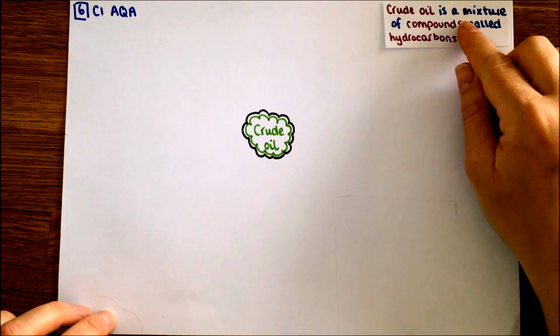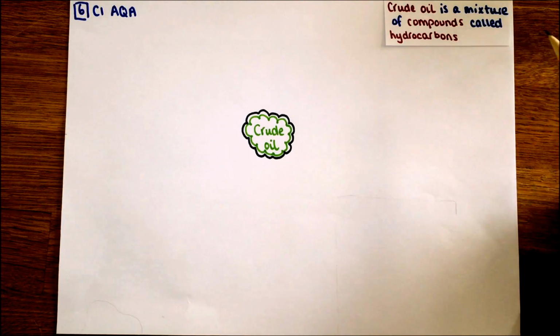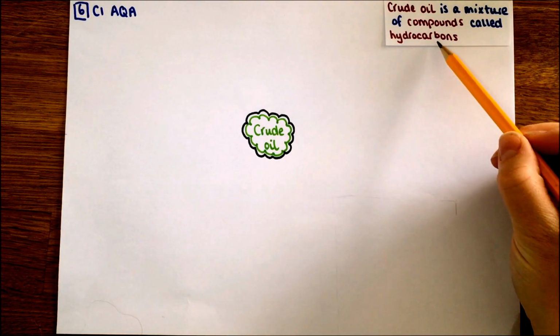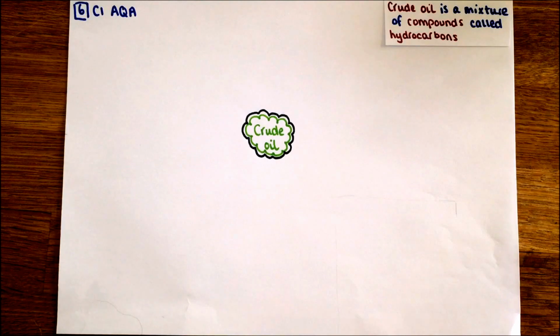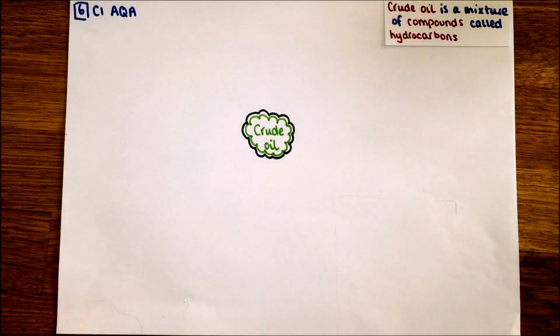So crude oil is a mixture of compounds called hydrocarbons. If you are asked in the exam to specify what a hydrocarbon is, it is a compound that is made up of hydrogen and carbon only. Really important you put that "only" bit in, because other things will contain carbon and hydrogen and maybe oxygen, like a carbohydrate, and that is not a hydrocarbon. A hydrocarbon is hydrogen and carbon only.